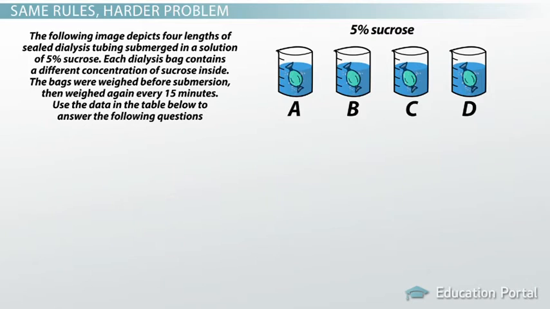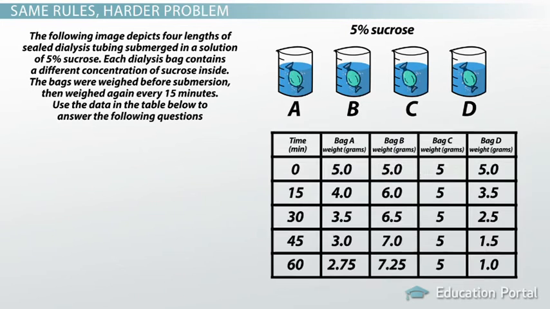The following image depicts 4 lengths of sealed dialysis tubing submerged in a solution of 5% sucrose. Each dialysis bag contains a different concentration of sucrose inside. The bags were weighed before submersion, then weighed again every 15 minutes. Use the data in the table below to answer the following questions. Whoa, this looks like a tough table problem.